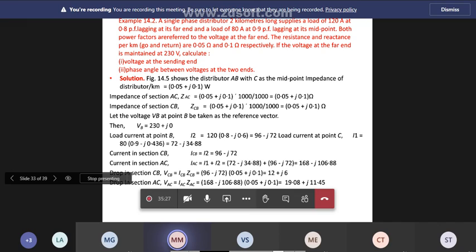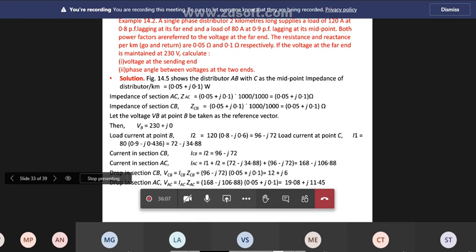A single phase distributor 2 kilometers long supplies a load of 120 amperes at 0.8 power factor lagging at its far end and a load of 80 amperes at 0.9 power factor lagging at its midpoint. Both power factors are referred to the load voltage at the far end. Resistance and reactance per kilometer, here also per kilometer. If the voltage at the far end is maintained at 230 volts, they given the receiving end voltage in this problem.